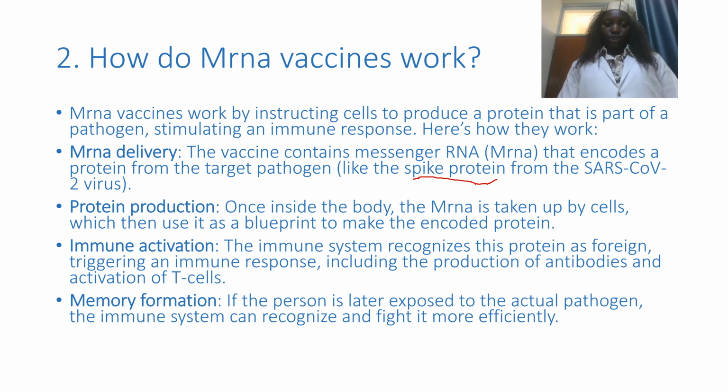Then we have protein production. Once inside the body, the mRNA is taken up by the cells, which can use it as a blueprint to make the encoded protein. We have immune activation. The immune system recognizes this protein as foreign, triggering the immune response, including the production of antibodies and activation of T cells. Then we go to memory formation. If the person is later exposed to the actual pathogen, the immune system can recognize and fight it more efficiently.